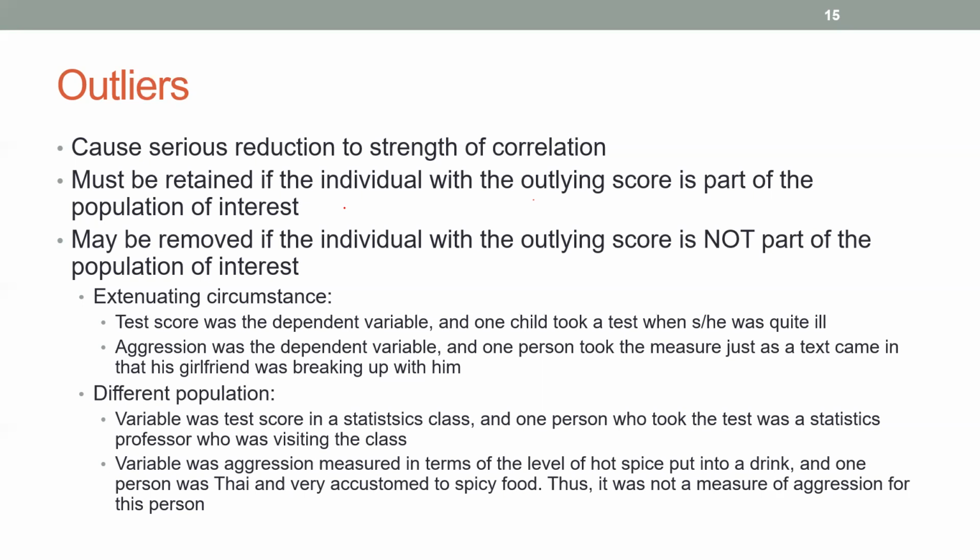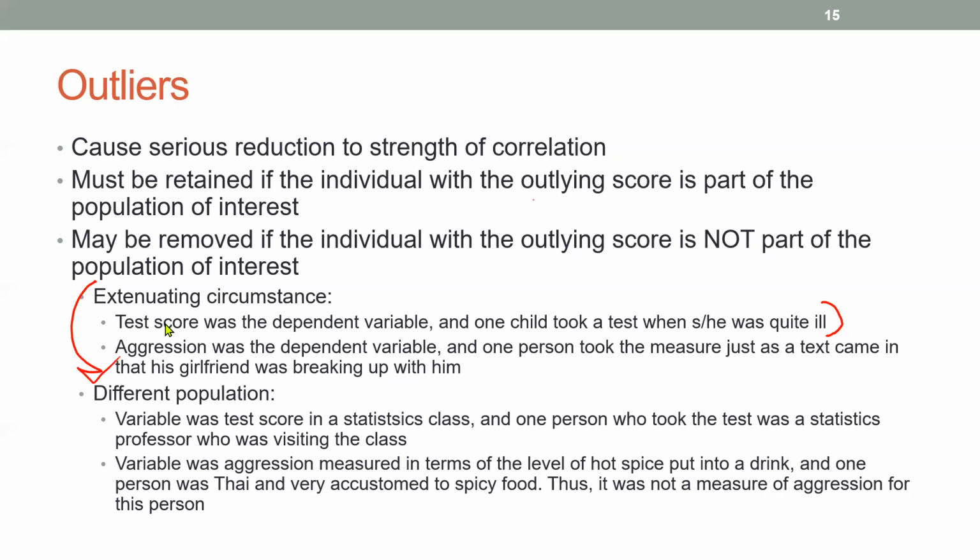So if there's an extenuating circumstance, like a child took the test when she was ill, or if aggression is the dependent variable, and one person took the measure just as a text came in that his girlfriend was breaking up with him, and he just really had high scores on that aggression measure, but it didn't relate to the stimulus, it related to this message from his girlfriend. Or if there's a different population, that's essentially what this amounts to, is creating a different population.